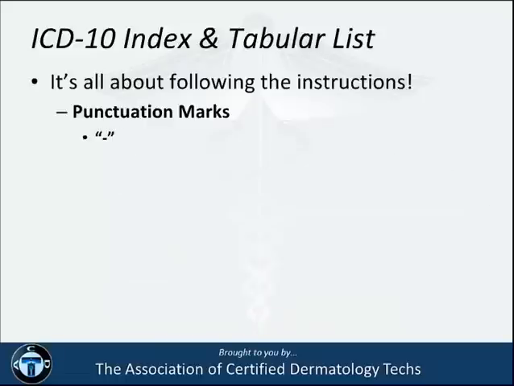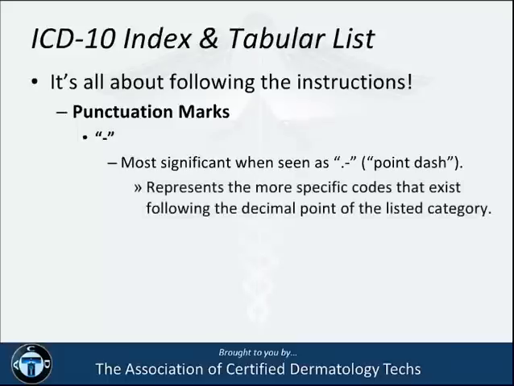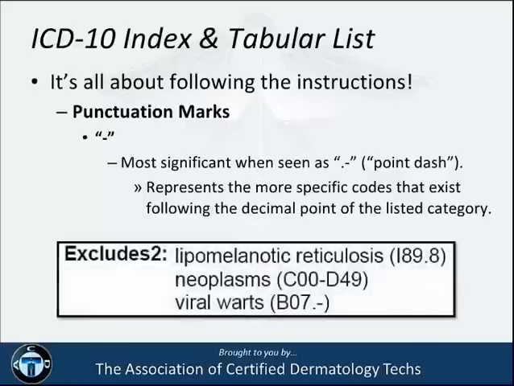Hyphens or dashes are used in a few different contexts in the index and tabular list, but their most significant meaning when referencing ICD-10 codes occurs with what is called the point dash. The point dash is used to represent the more specific codes that exist following the decimal point of the listed category. For example, in this excludes 1 list, we see that it lists viral warts and, in parentheses, says B07 point dash. This essentially means that the excludes 1 rule here would apply to the entire B07 category of viral warts, including all subtypes such as B07.0, B07.8, and so on.